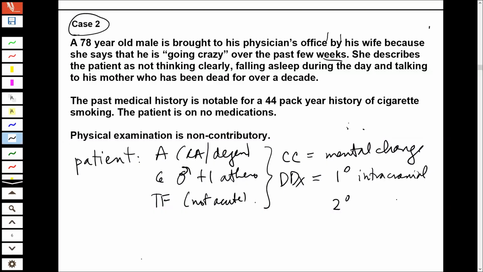D-dimer? Yes. Rule in, rule out. High risk people, you do a rule in test. You go looking at the pulmonary artery. Low risk people, it's a rule out test. D-dimer, if it's normal, you're good. If it's not normal, that's awkward.